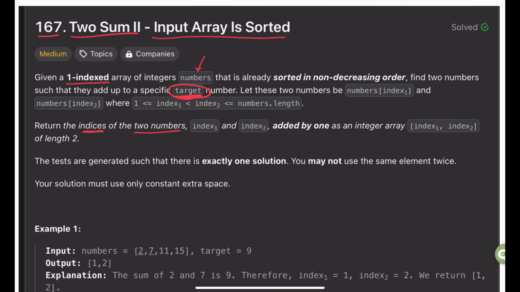Another piece of information that is given to us is that there is exactly one solution. So there cannot be multiple pairs whose sum will be equal to the target. And we cannot use the same element twice. So we cannot use 3 plus 3 to get the target of 6. As a follow-up, we need to implement a solution that uses constant extra space.